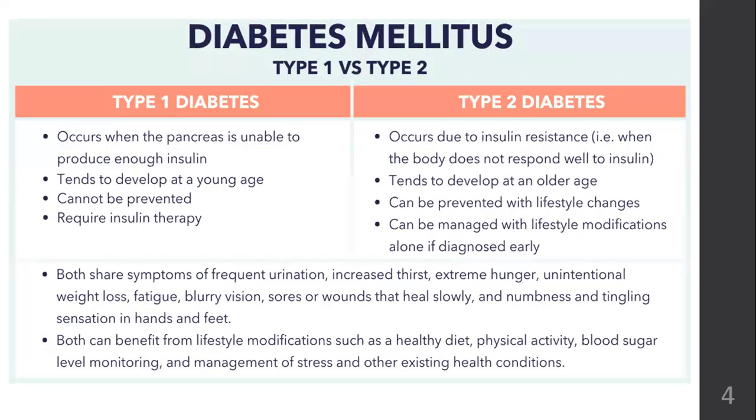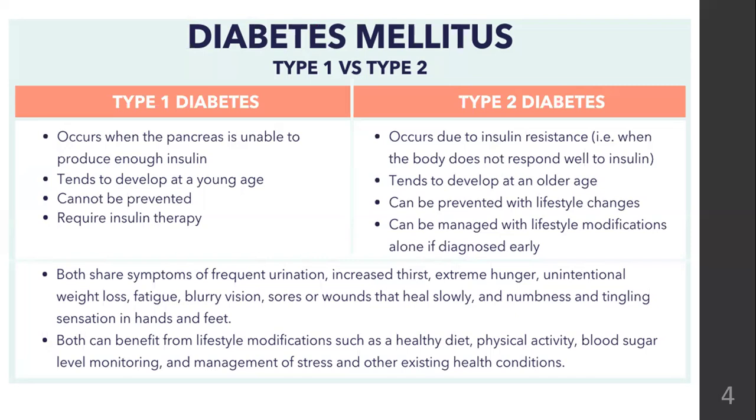So types of diabetes: type 1, type 2. Type 1 diabetes occurs when the pancreas is unable to produce insulin at all, and it usually happens at a young age. It cannot be prevented. You require insulin therapy for this. And both share the symptoms of frequent urination, increased thirst, extreme hunger, unintentional weight loss, fatigue, blurry vision. These symptoms are there in both type 1 and type 2.